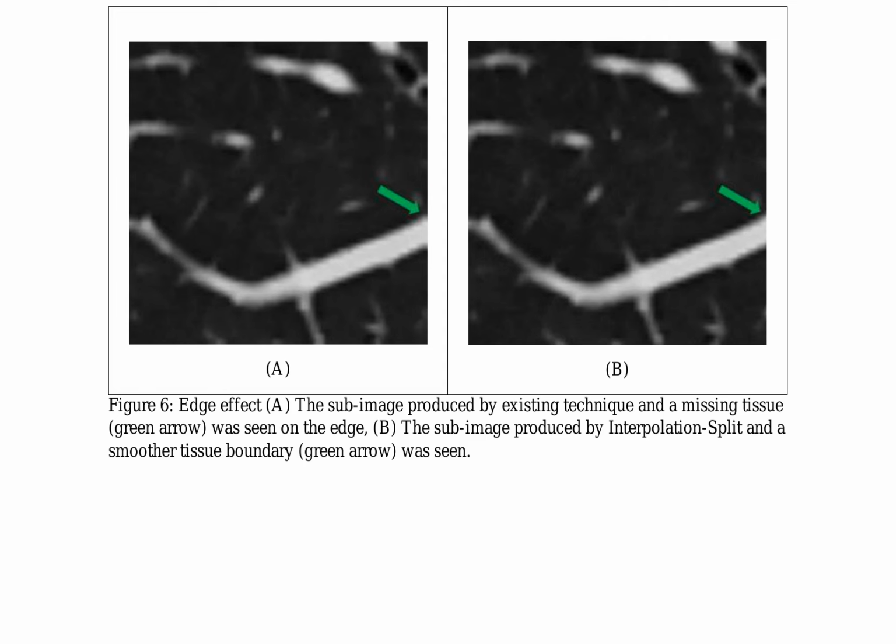Visual comparisons in Figure 6 illustrate the edge effect between the existing technique and the proposed method. In Figure 6a, the subimage produced by the existing technique exhibits a missing tissue on the edge, indicated by the green arrow. In contrast, Figure 6b shows the subimage produced by interpolation-split, which displays a smoother tissue boundary at the edge, marked by the green arrow. This demonstrates the ability of the proposed technique to reduce edge effects, resulting in higher quality subimages.